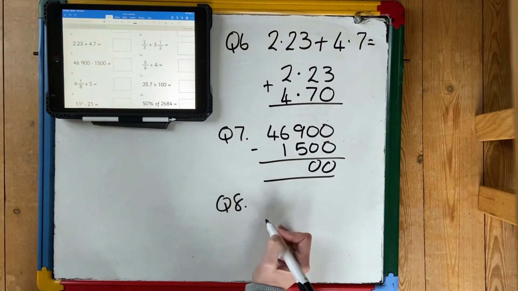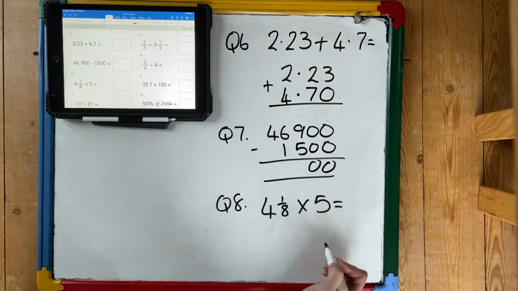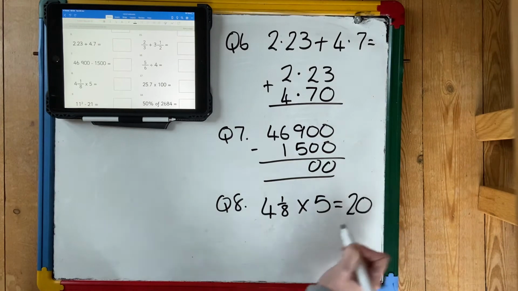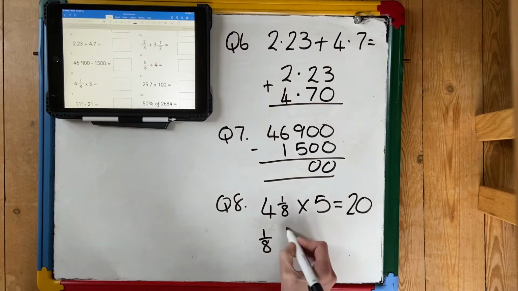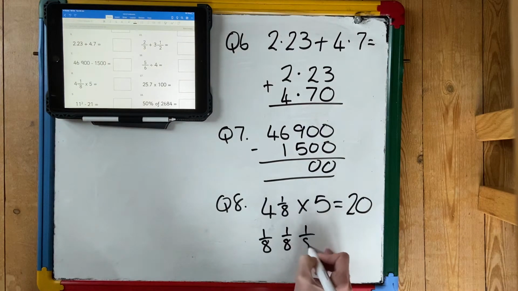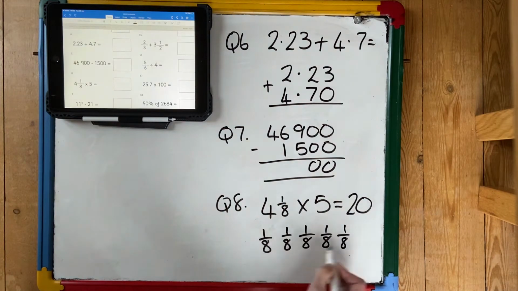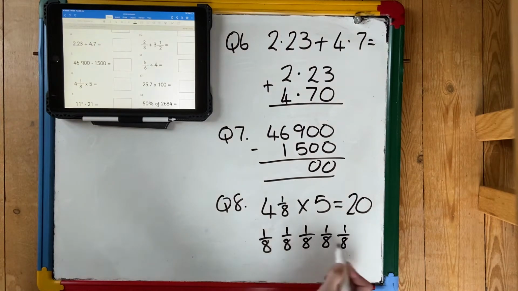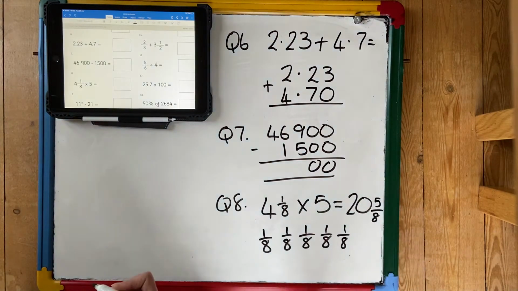Question 8. 4 1/8 times 5. So what is 4 times 5? Well, 4 times 5 is 20. And then what is 1/8 times 5? So there's 1/8 1 times, 2 times, 3 times, 4 times, 5 times. So that's 1/8 times 5, or 1/8 5 times. So how many eighths are there? So 1/8 5 times is 5/8. So the answer is 20 and 5/8.